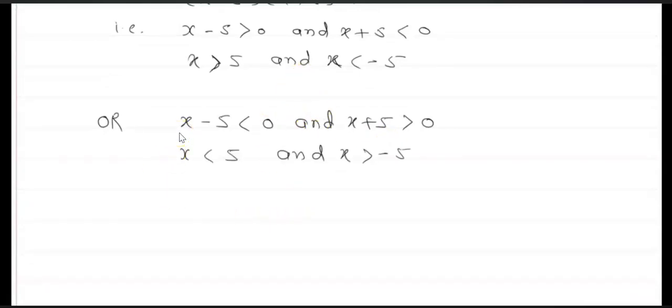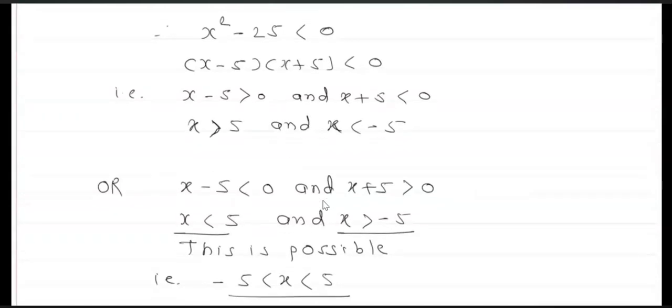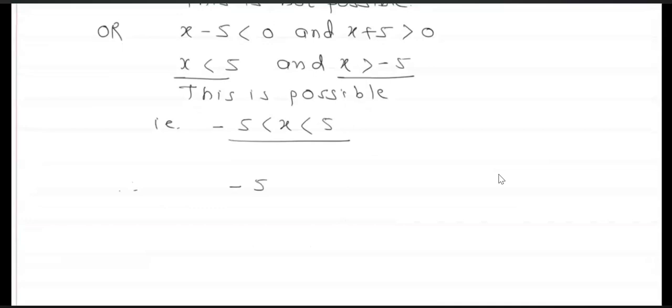Now in the second case, this is negative and this is positive. This is possible. The values of x lie between minus 5 and 5. And what about here? This is not possible. Now the third one.